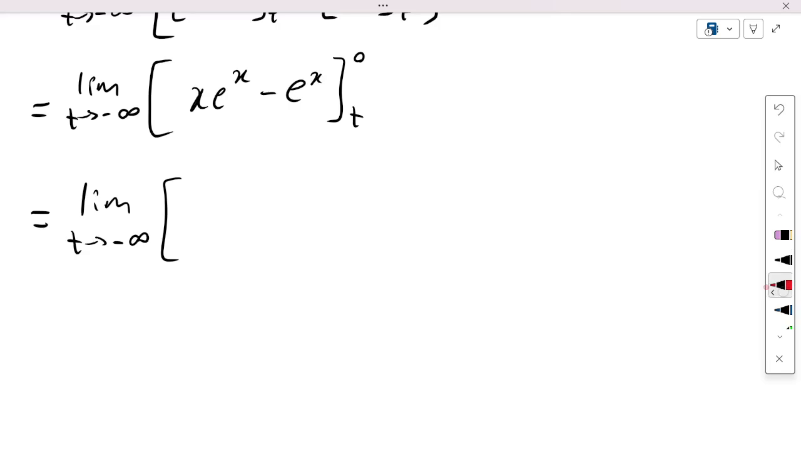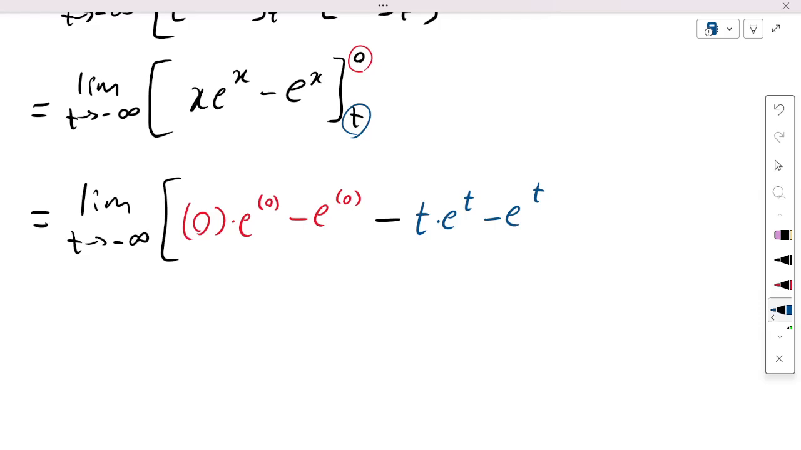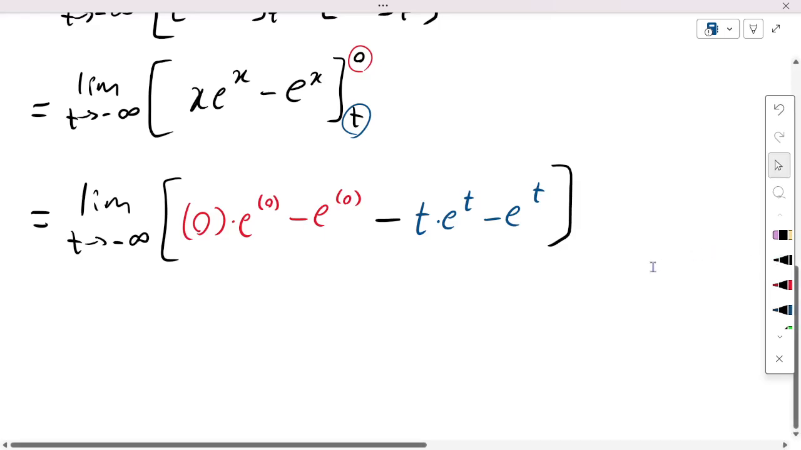we're going to deal with, okay, so let's color code them again. Red is going to be the upper limit, and blue is going to be the lower limit. So let's deal with the red. This is going to be 0 multiplied by e to the power of 0 minus e to the power of 0. And this is going to be minus, we know it's minus, and what is t? It's going to be t multiplied by e to the t minus e to the t. Right? So that's what we have, and then we close this bracket. Now we've evaluated both of them.